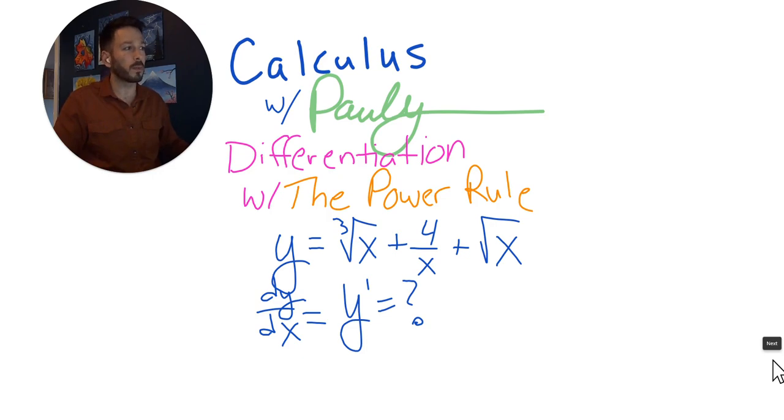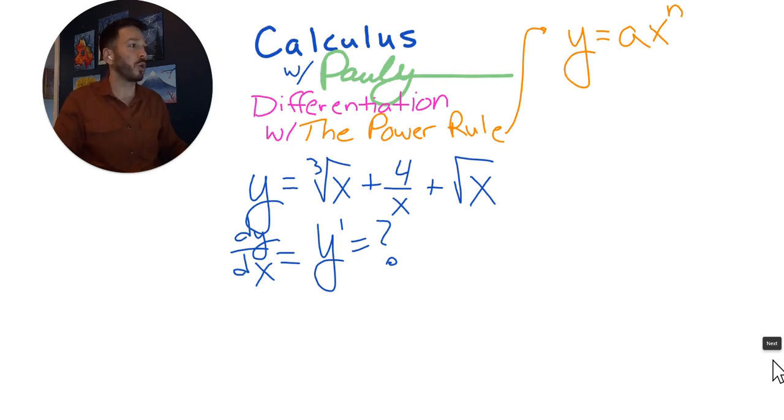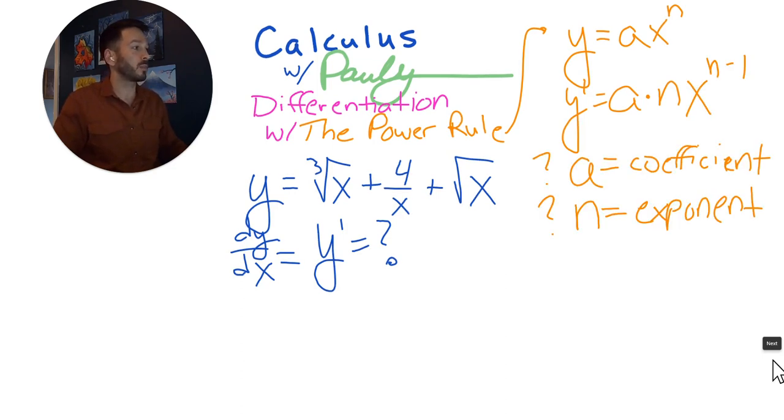This is rules of exponents as well. We've been given this expression in the blue. We want dy dx or y prime. So we have to first know the power rule. That's about multiplying the exponent and the coefficient and then subtracting 1 from the exponent. Okay, so we have to know what the coefficient is, a, and what the exponent is, n.